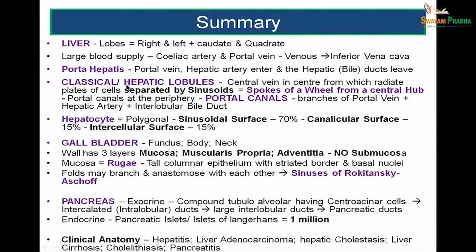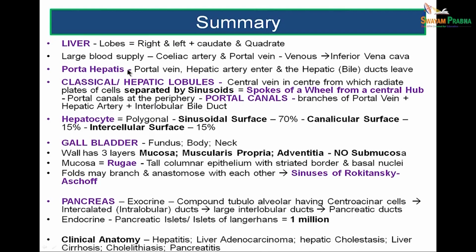Let's summarize our topic for today. We have talked about the liver, its lobes, right and left, caudate and quadrate. A large blood supply, about 25% of the blood in the body flows into the liver at any given time. The celiac artery brings in oxygenated blood. The portal vein brings in blood with the absorbed products of digestion from the gastrointestinal tract. It drains into the inferior vena cava.